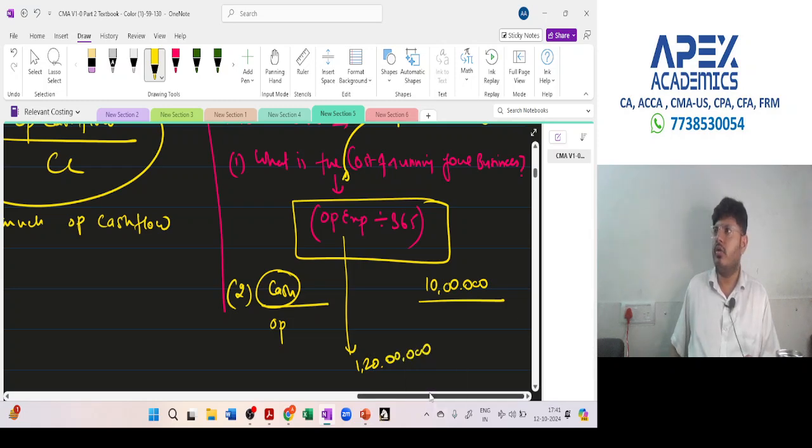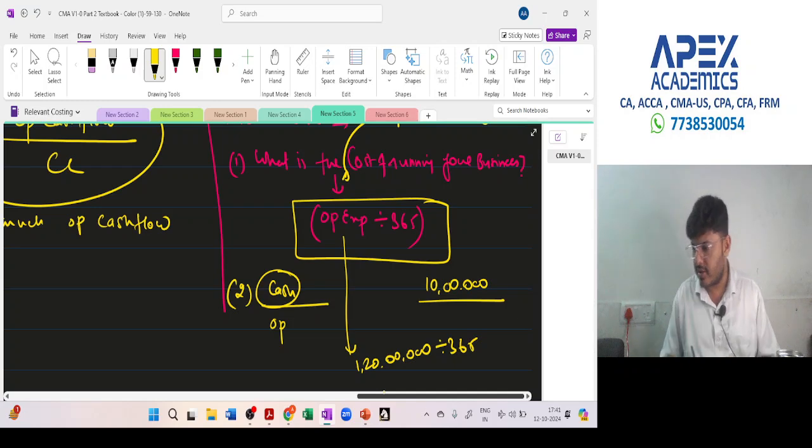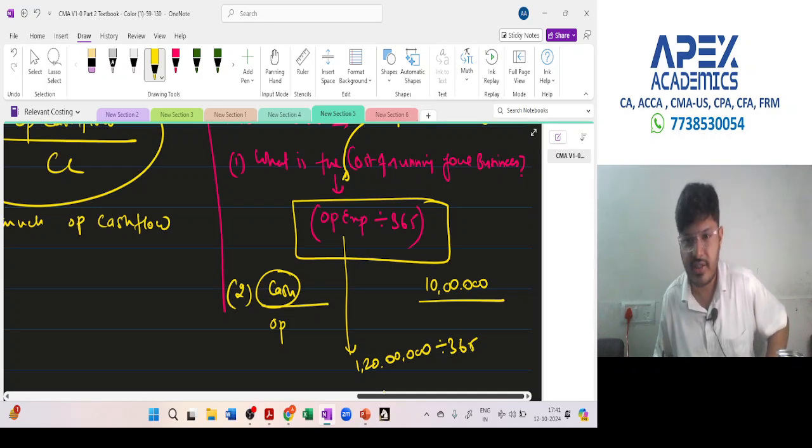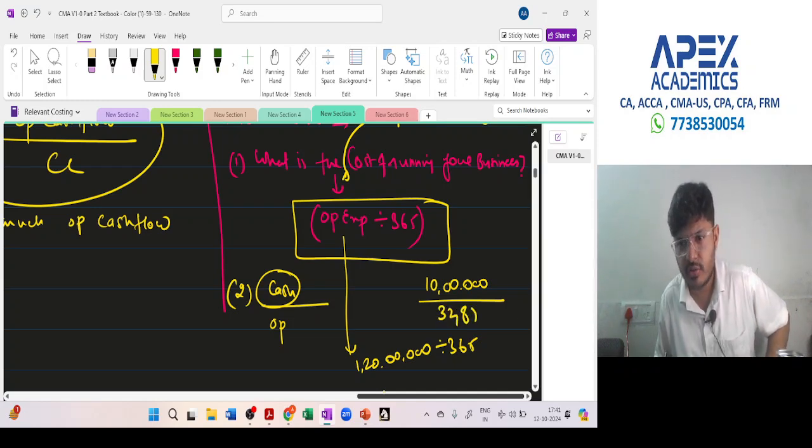1 crore 20 lakh rupees for the whole year. I divide this by 365. Kindly divide this 1 crore 20 lakhs divided by 365. What is your answer? Your answer is 32,876.